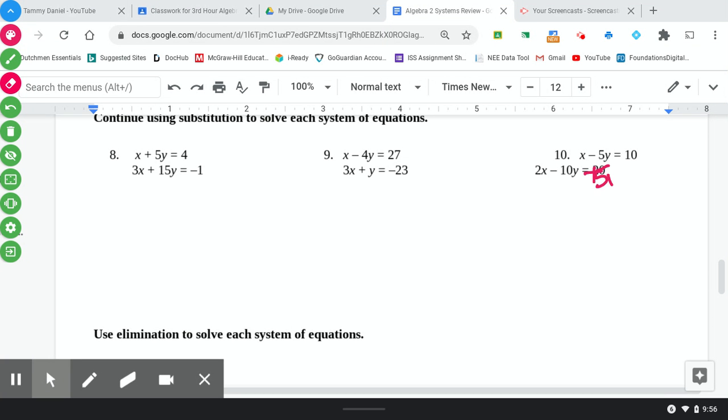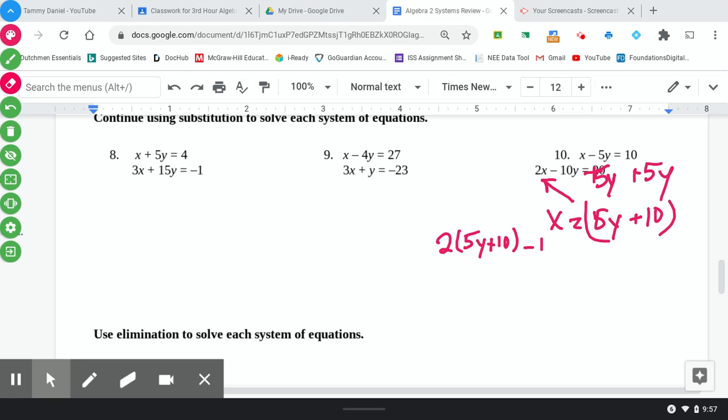Okay. Then on number 10, all we need to do on that one is add 5y to both sides. Okay, so x equals 5y plus 10, and I take this 5y plus 10 and I plug it right there for that x. Okay, so 2 times 5y plus 10 minus 10y equals, what does it equal? 20. Equals 20. So I distribute my 2, so I get 10y plus 20 minus 10y equals 20.